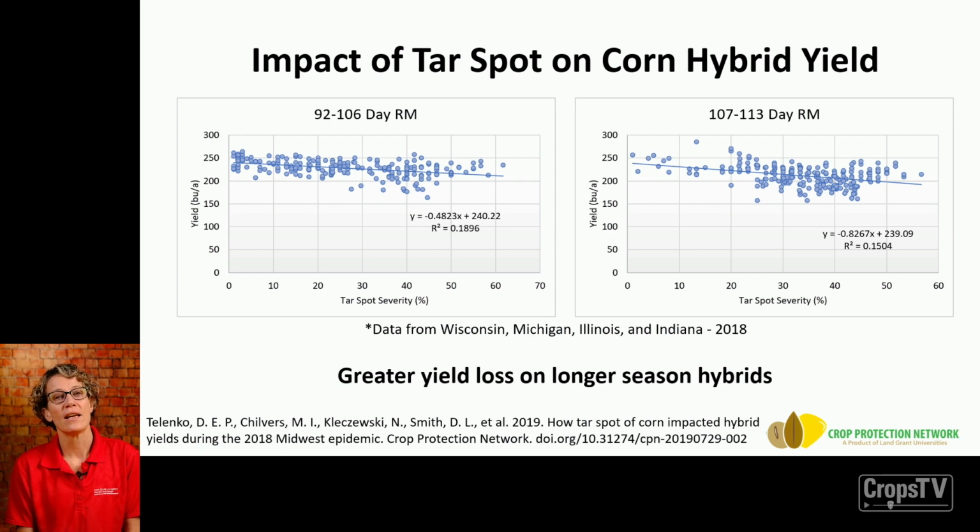And so what Darcy and her colleagues then did was split the hybrids into early maturing hybrids and later maturing hybrids. And what you can see is on those later maturing or longer season hybrids, the slope of the graph is a little steeper, suggesting that we get greater yield loss on longer season hybrids, which kind of makes sense. You know, the disease has more time to impact the corn.